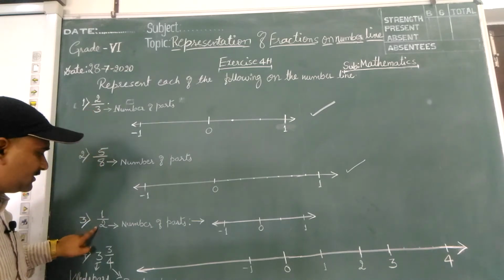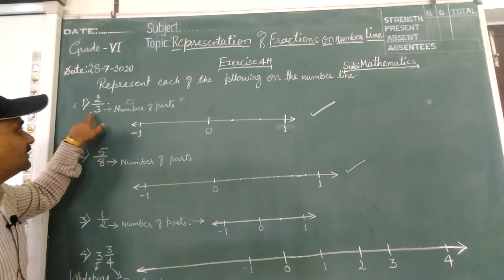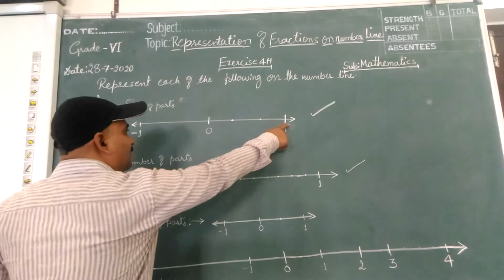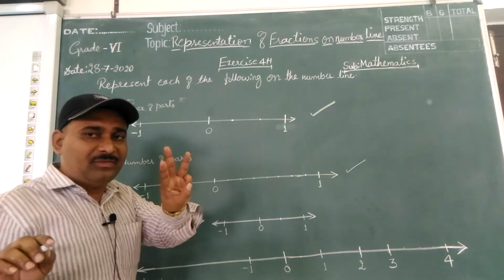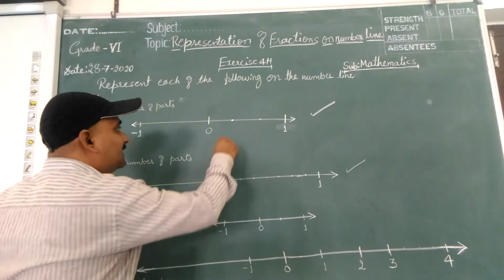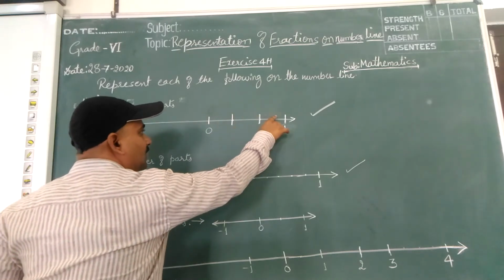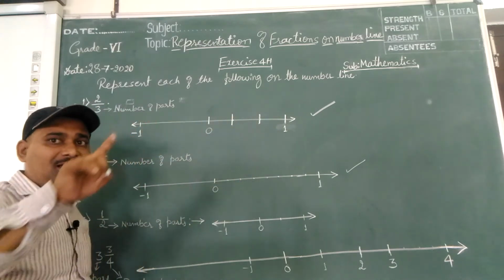Denominator shows the number of parts. 3 parts. 2 by 3 means what? 3 parts. So this one whole we should make 3 parts. Denominator shows parts, which means 3 is there in the denominator. Make 3 parts: 1, 2 and 3. We made 3 equal parts.